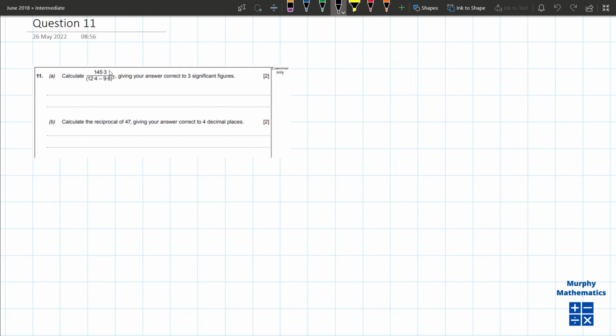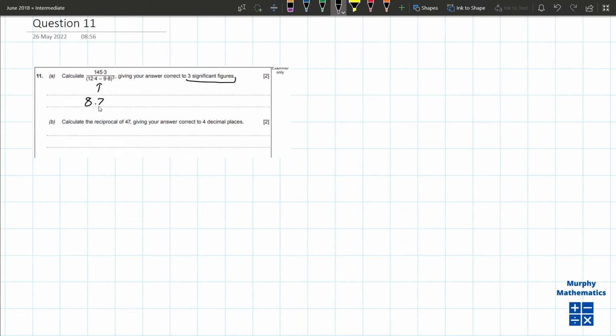We've been asked to calculate 145.3 over 12.4 minus 9.8 all cubed, giving your answer correct to 3 significant figures. Okay, so the important part here is putting that into a calculator, making sure you keep the brackets, and then the 3 significant figures. So if we put that into a calculator, we get 145.3 over, using our brackets, 12.4 minus 9.8 all cubed.